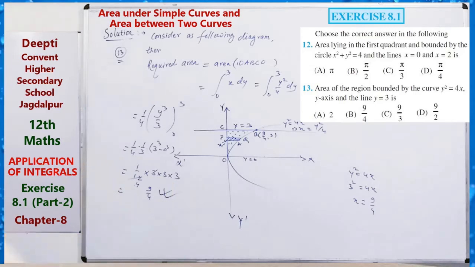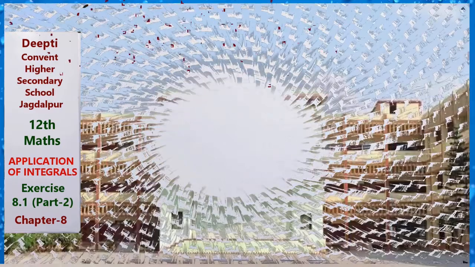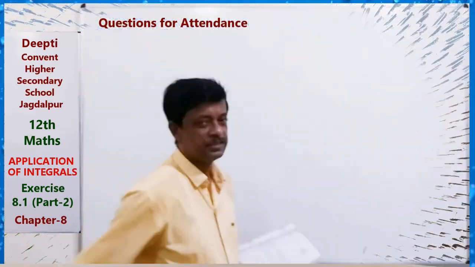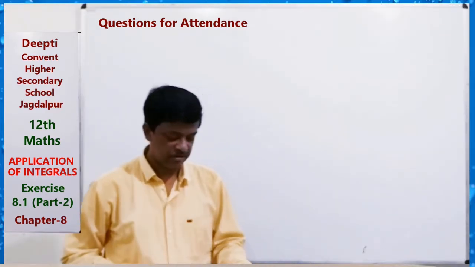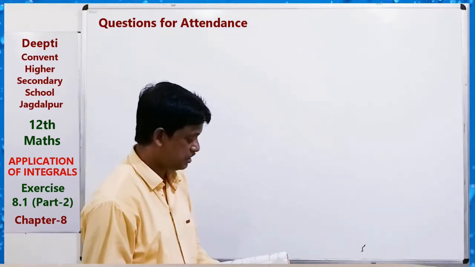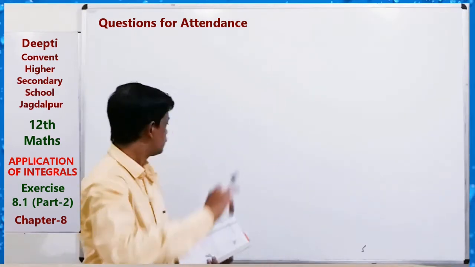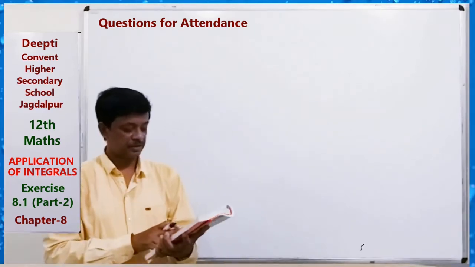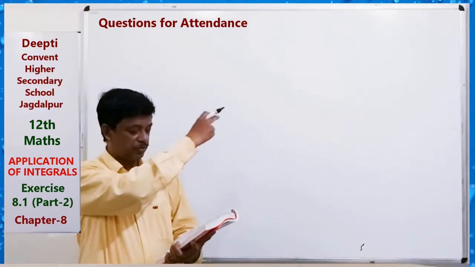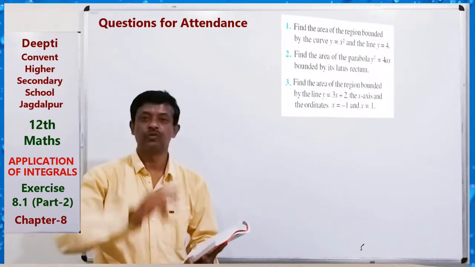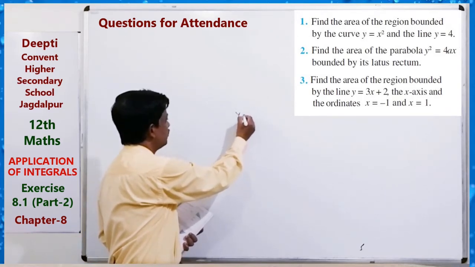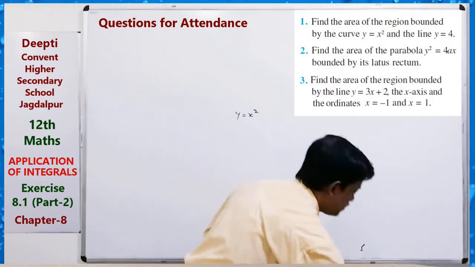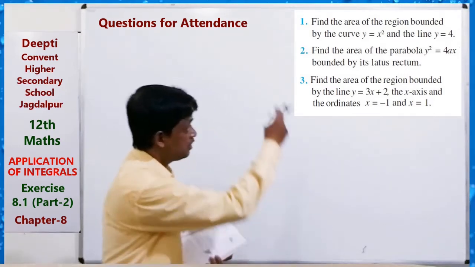Okay. Now questions for your attendance. There are only 3 questions you have to do completely in your copy and send me the PDF file for your attendance. The first question is to find the area of the region bounded by the curve y equals x square and the line y equals 4. These 3 questions you have to solve.